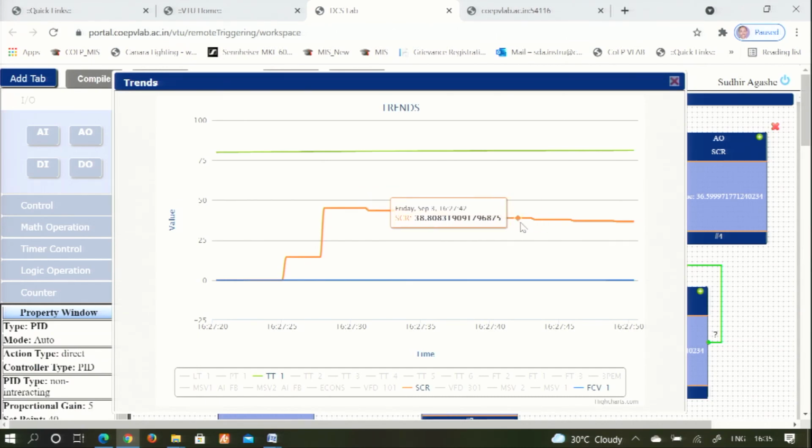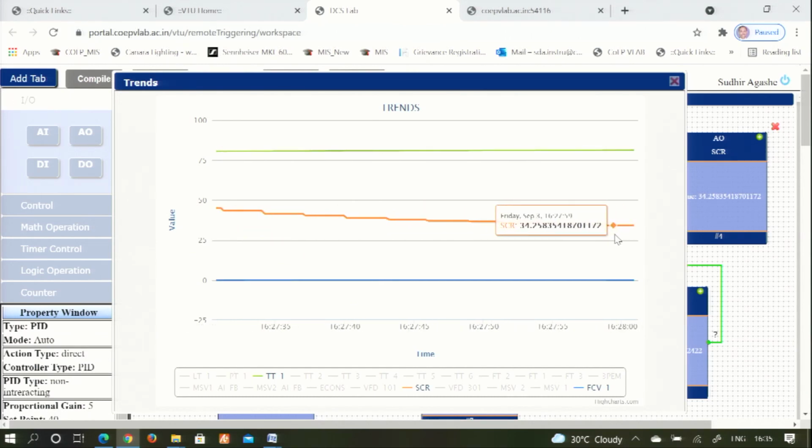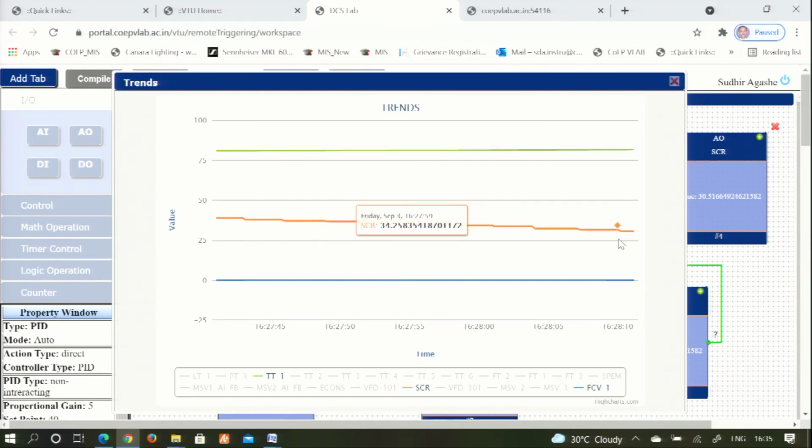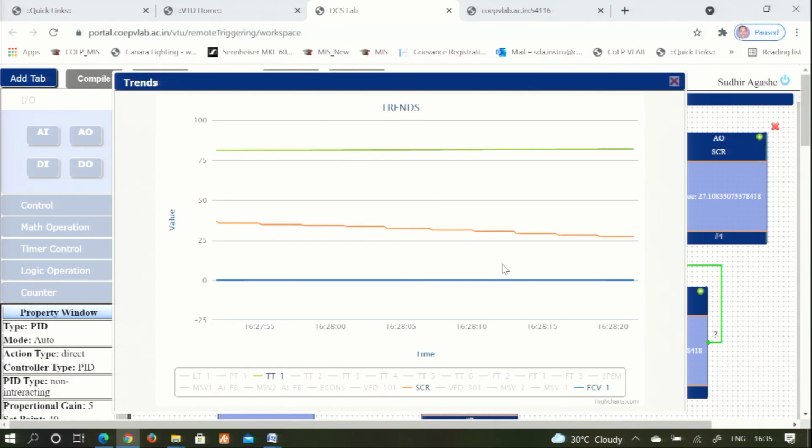So just look at this, the PID is maintaining that, and because of that the SCR firing will not go to 100. It will remain here at 30, 34, and slowly you will find that if the temperature is still increasing, it will go down slowly to 0. So just look at the action. Now this is the learning as far as the remote triggered labs are concerned.